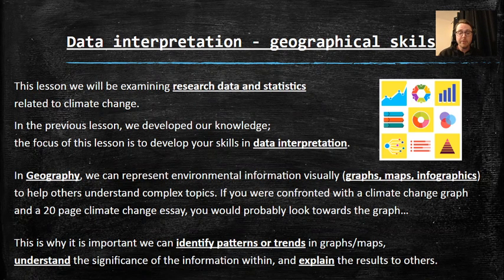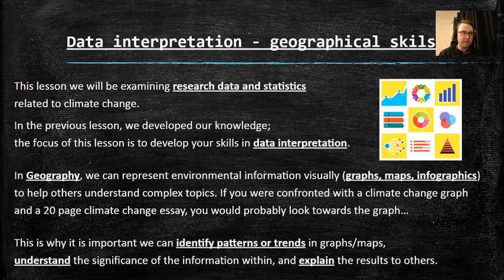In geography, we represent information visually. We focus on visual information, so graphs, maps, infographics, because we feel it helps understand some of these complex topics. If you're confronted with a climate change graph and a 20-page climate change essay, you're probably going to look towards the graph. So that's why it's important that we can identify patterns or trends in these graphs and maps to understand the significance of the information within.